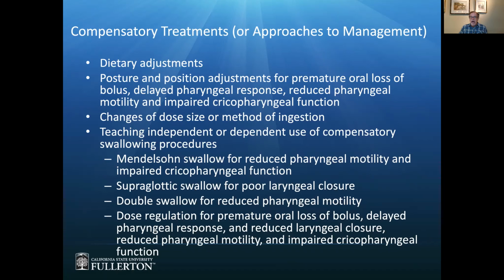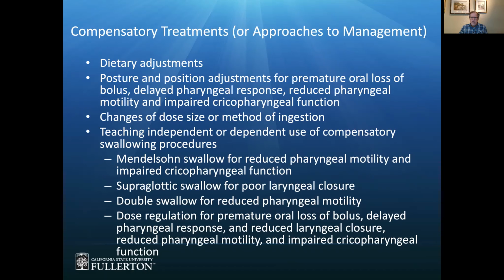Changes of dose size or method of ingestion. Generally speaking, when people have dysphagia that is handicapping, we reduce dose size, almost always. Smaller sips, smaller bites, not bigger. And I'll give you an exception or 2 as we go through the course. We also teach independent or dependent use of compensatory swallowing strategies.